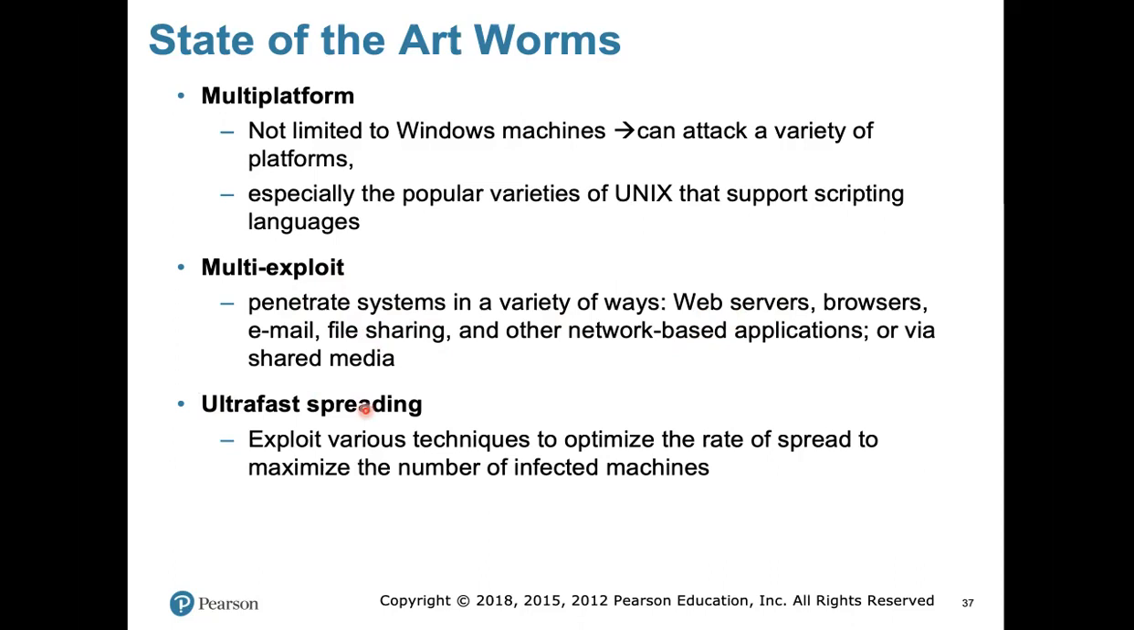Ultra fast spreading. This is again another feature. They try to exploit ways in order to optimize the spread rate. The propagation rate that we just talked about in this curve, they try to optimize it. They try to keep it as high as possible to get close to 100% infection. It means that they look at the different ways or different vulnerabilities that they can use.